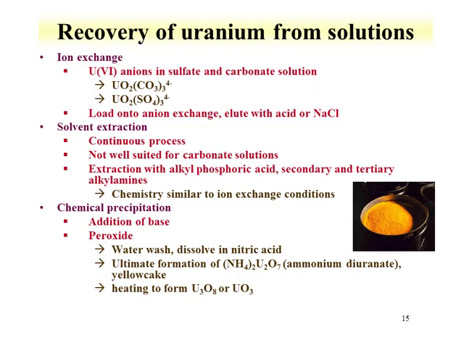Once in solution, the uranium forms can be recovered through anion exchange, solvent extraction, or chemical precipitation. Example of anion exchange is listed here, where both these anions of the carbonate or sulfate species can be loaded onto an anion exchange resin and then eluted with either weak acid or a salt solution.